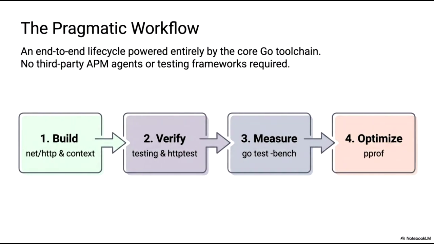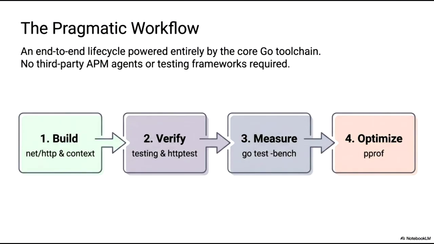The pragmatic workflow represents an end-to-end development lifecycle, powered entirely by the core Go toolchain. This approach eliminates the need for third-party APM agents or external testing frameworks, keeping your environment clean and your dependencies minimal. The process begins with the build phase, where we leverage the standard net/http and context packages to construct robust, production-ready services. Once the foundations are in place, we transition to the verify stage. Here, the built-in testing and httptest packages provide all the necessary tools to validate our logic and ensure reliable API behavior. After verification, we move to measure.